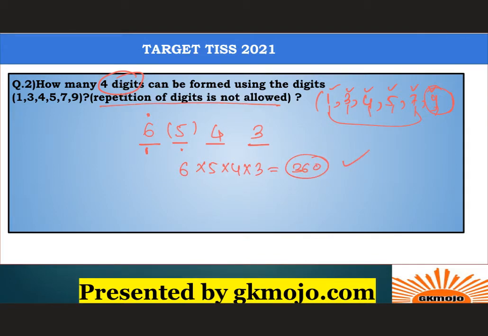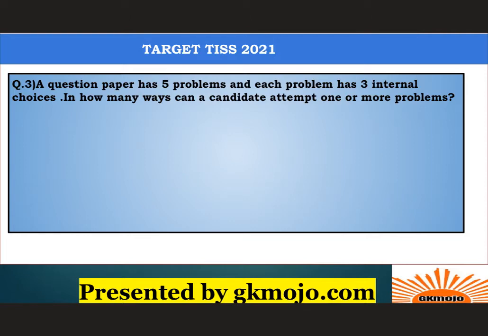A question paper has 5 problems and each problem has 3 internal choices. In how many ways can a candidate attempt one or more problems? So there are 5 problems and there are 3 choices. What they are saying is, in how many ways can a candidate attempt one or more problems? So there's one more choice, that is not attempting.